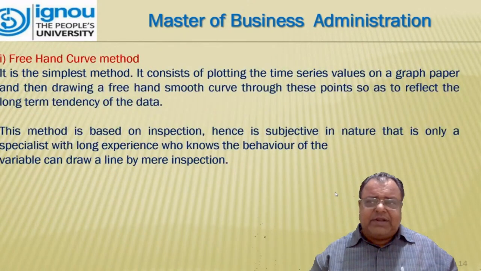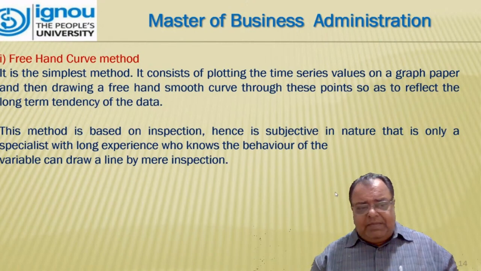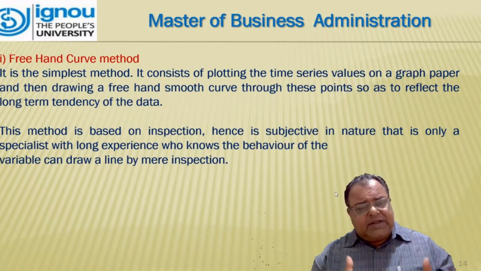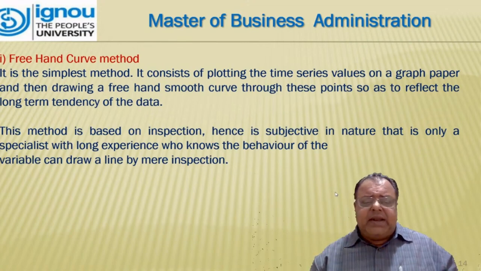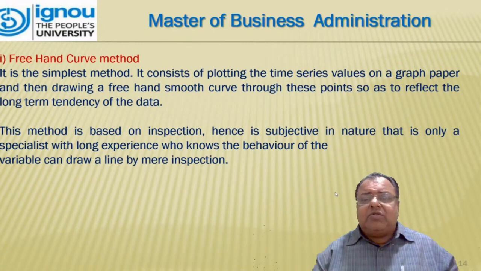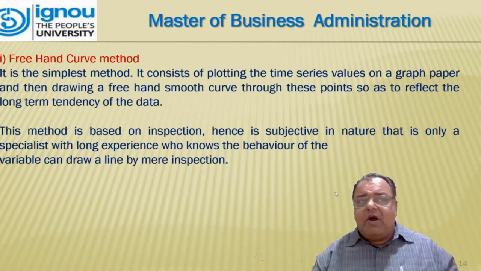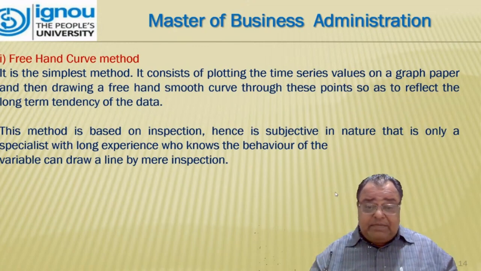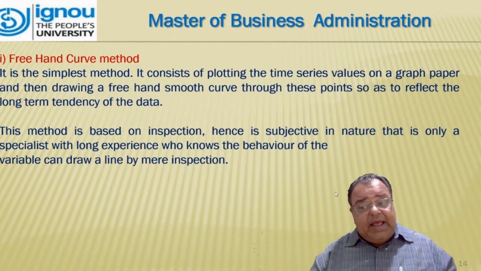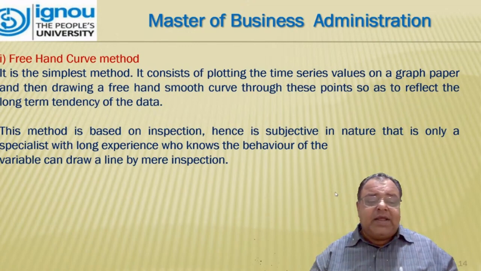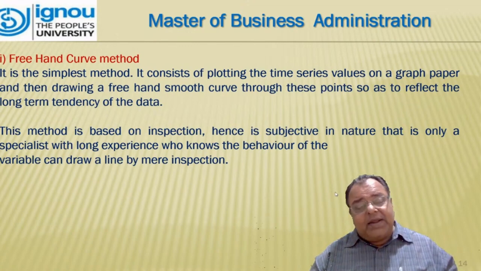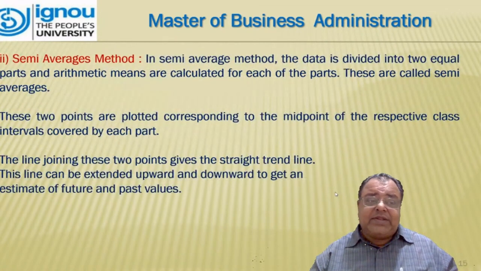Freehand, as the name suggests, the data will be plotted, and this is one of the simplest methods. It consists of plotting the time series values on graph paper and then drawing a freehand smooth curve through these points so as to reflect the long-term tendency of the data. This method is based on inspection, hence is subjective in nature. That is, only a specialist with long experience who knows the behavior of the variables can draw a line by mere inspection.